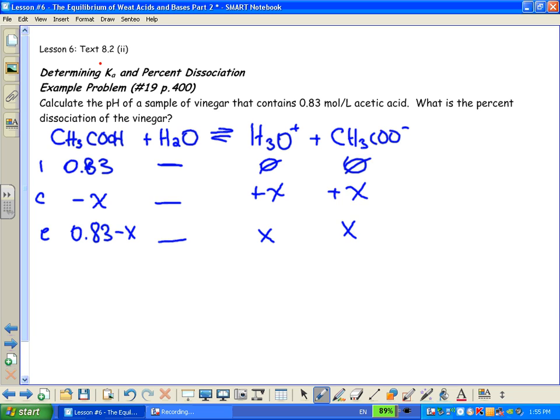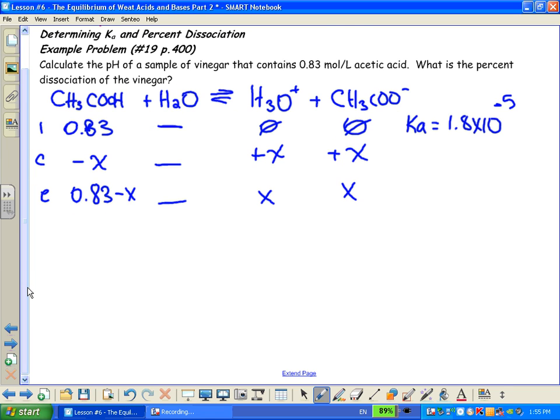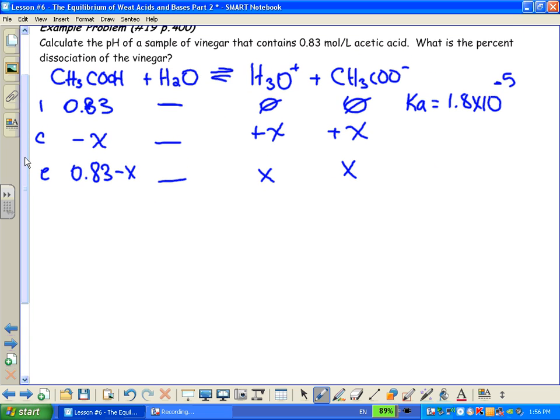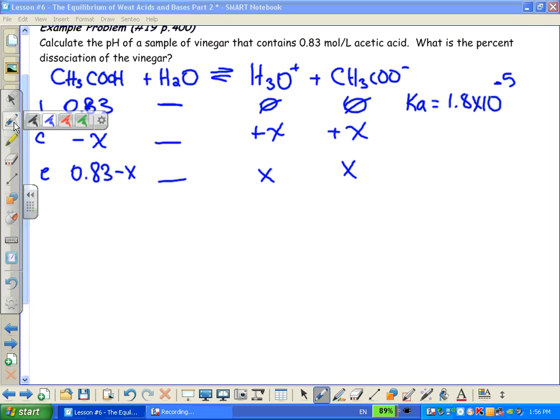At this point, you can go in the back of your textbook to your Appendix E, and you can look up the Ka value for acetic acid. If you do that, you'll find that the Ka value for acetic acid is 1.8 times 10 to the negative 5. Remember, I told you that you always have to check if it is greater than 500 in order to get full marks. I'll show you how we set that up right now.